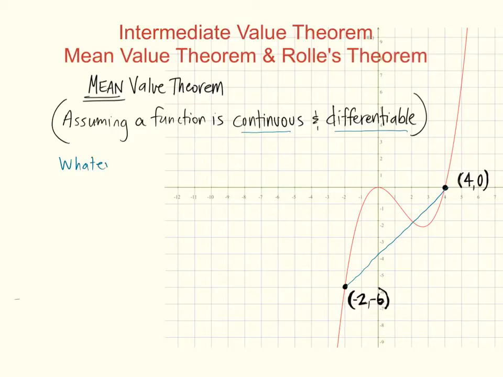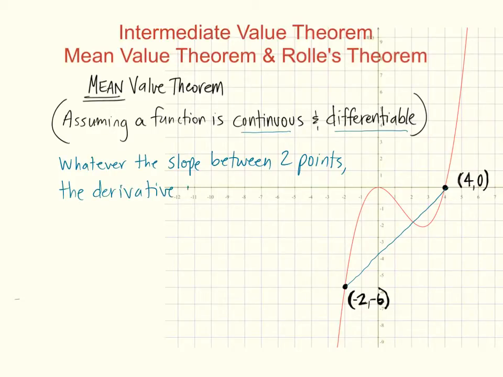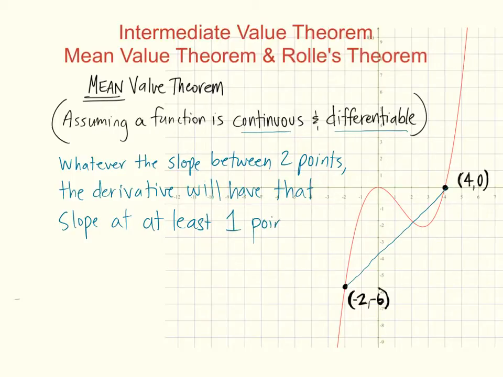Whatever the slope between 2 points, the tangent line, or let me put it this way, the derivative will have that slope at least 1 point in between.